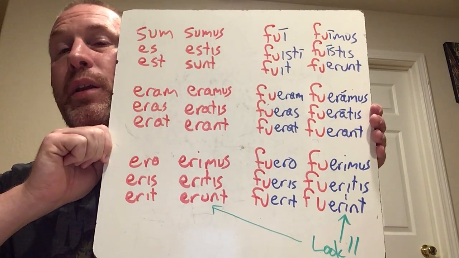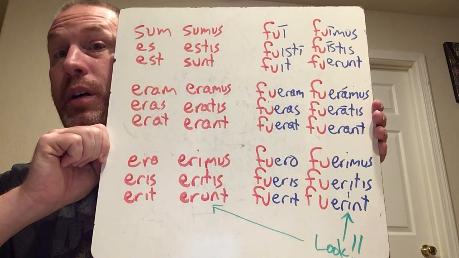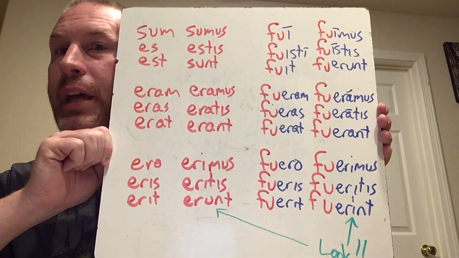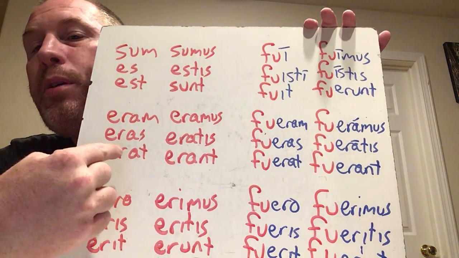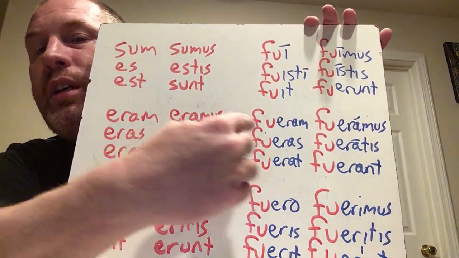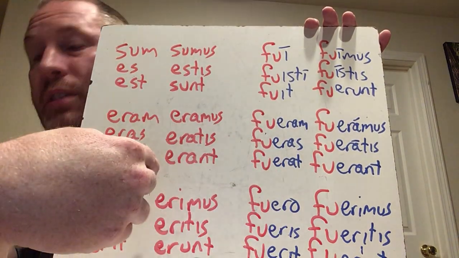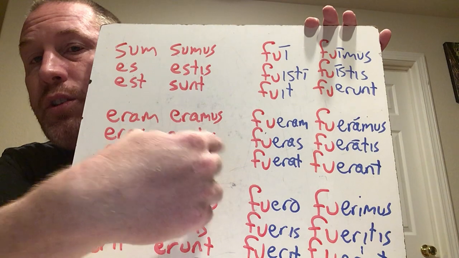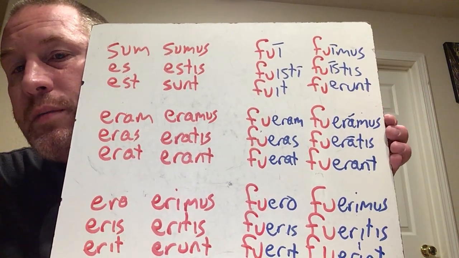Then in the perfect stems. Fui, fuisti, fuit, fuimus, fuistis, fuerunt. All right? Then we get to the pluperfect. And I told you before that there was a pattern, and there is. The imperfect of esse gets used as the endings of the pluperfect. Perfect stem plus the thing right across from it. So fueram, fueras, fuerat, fueramus, fueratis, fuerant.